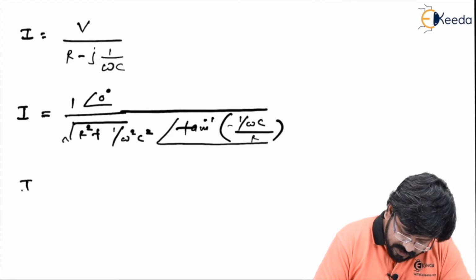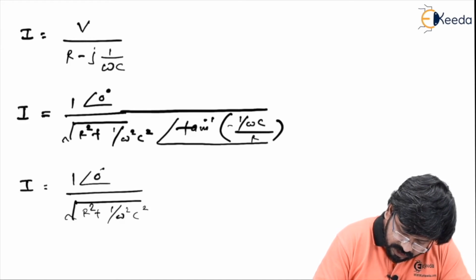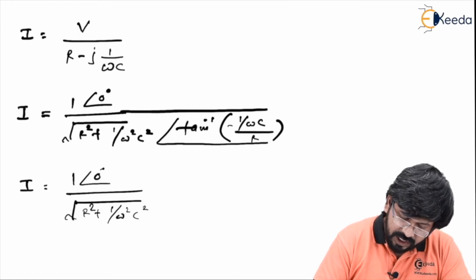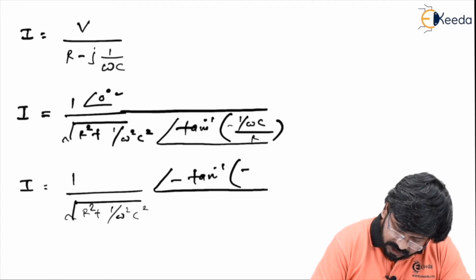Or you can write I simply as 1 at an angle of 0 degree divided by under root of R square plus 1 upon omega square C square. In fact, now you can actually subtract these two angles, which is minus of tan inverse of minus 1 upon omega RC.